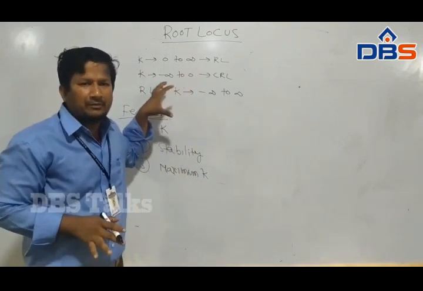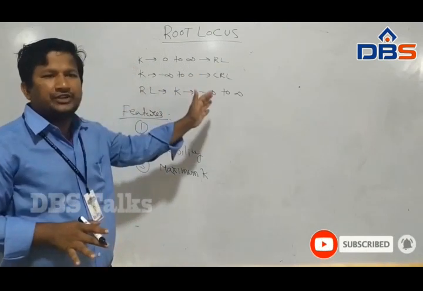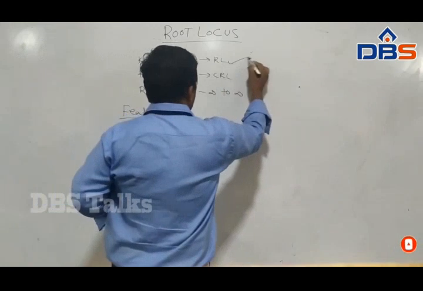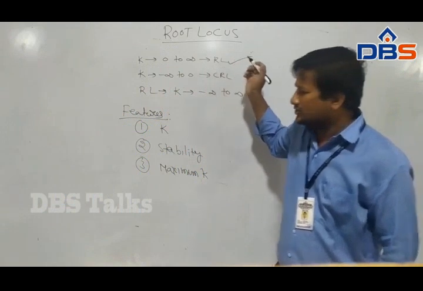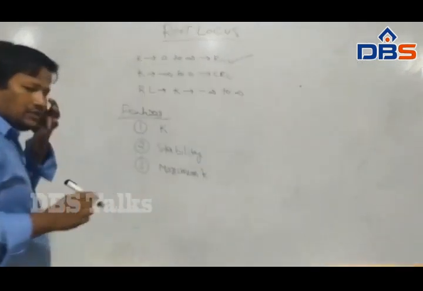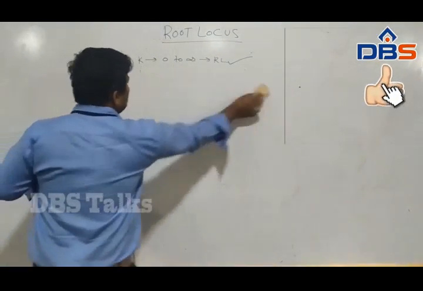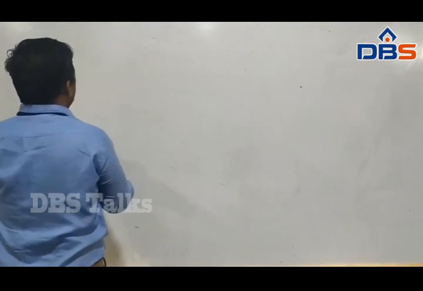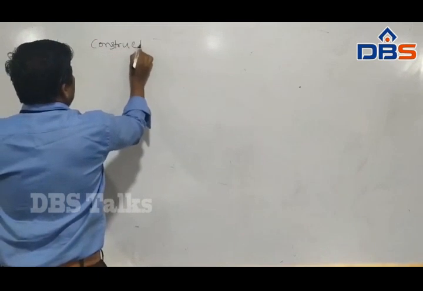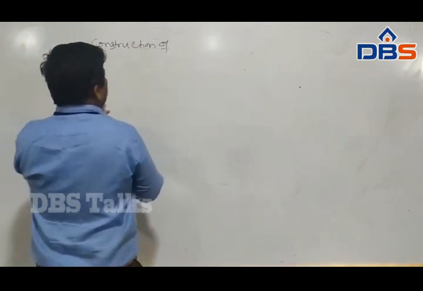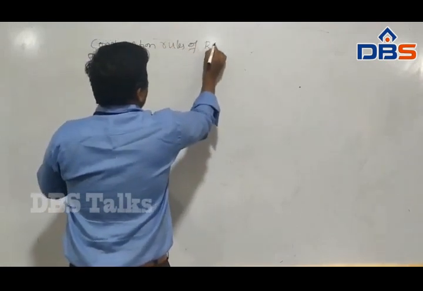Simply put, it is a graphical representation of the locus diagram with the gain value varying from 0 to infinity. In general we are taking 0 to infinity, that is, the k value is positive. Now we will go for the construction rules of the root locus technique.